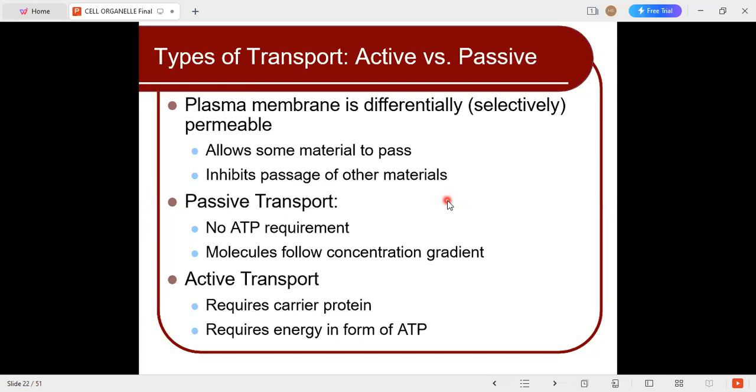The transport occurs either actively or passively. The passive transport requires no ATP, and the molecules follow the concentration gradient. On the other hand, active transport requires carrier proteins with the expense of energy in the form of ATP.